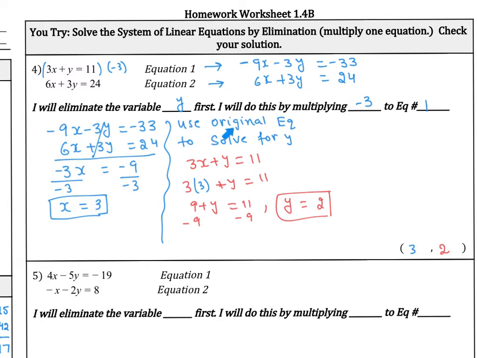Now we are going to use the original equation to solve for y. So I'm using the first equation, 3x plus y equals 11, and use the x value as 3 to solve for y. So 3 times 3, 9, plus y equals 11. Subtract 9 on both sides, you're going to get y equals 2. So the ordered pair is 3, 2.